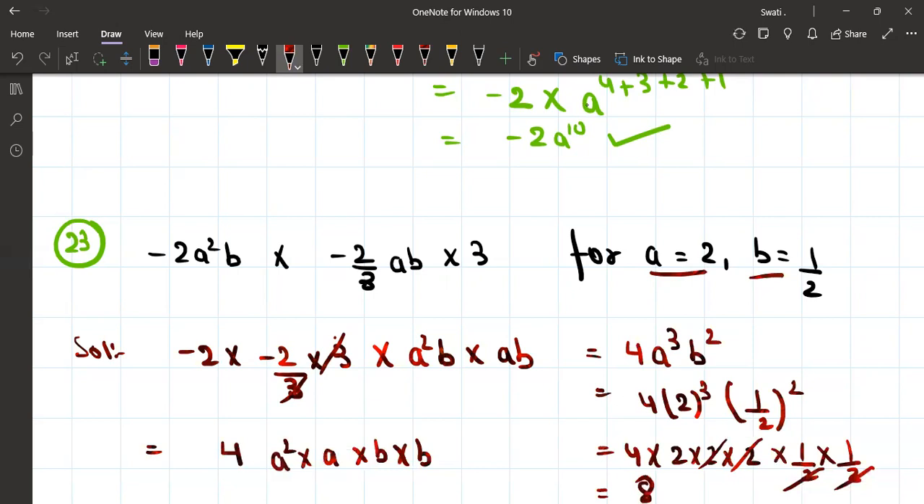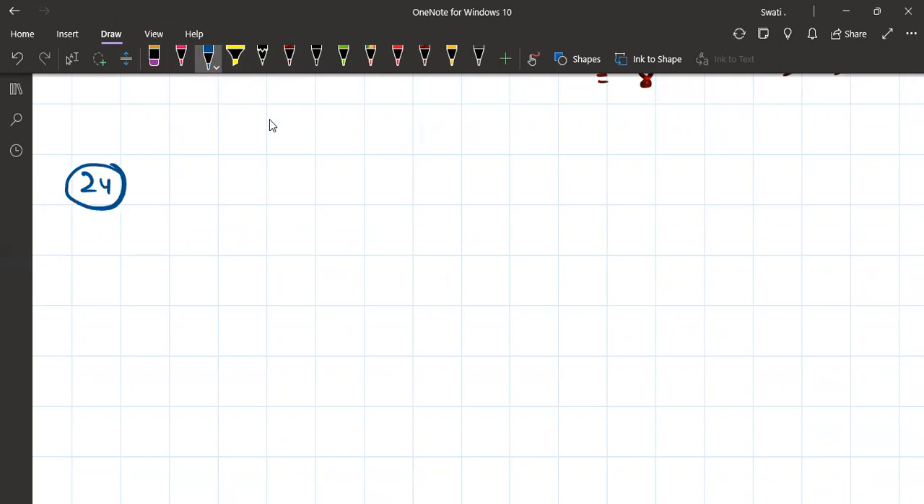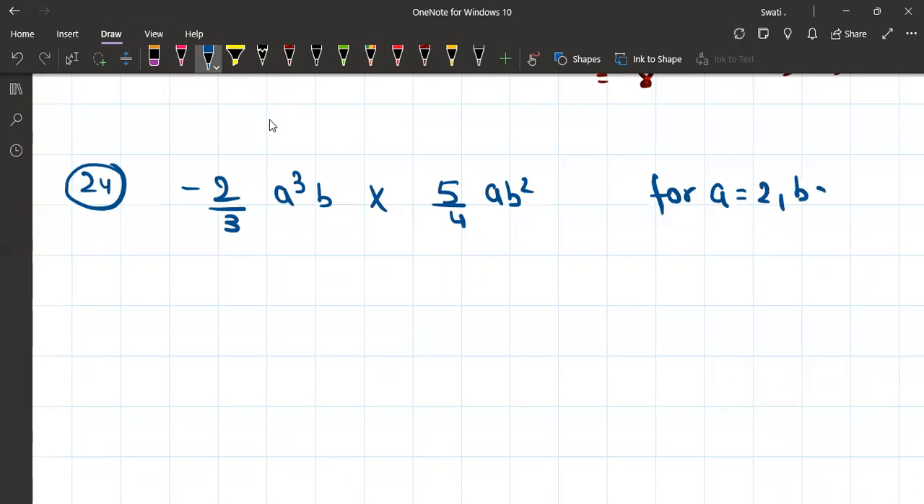All right, we are done with the 23rd question. Now let's move to the 24th question, and that is our second last question. So in the 24th question, we need to multiply minus 2 by 3 a cube b times 5 by 4 ab square. And we have to find this for a equals 2 and b equals 2.